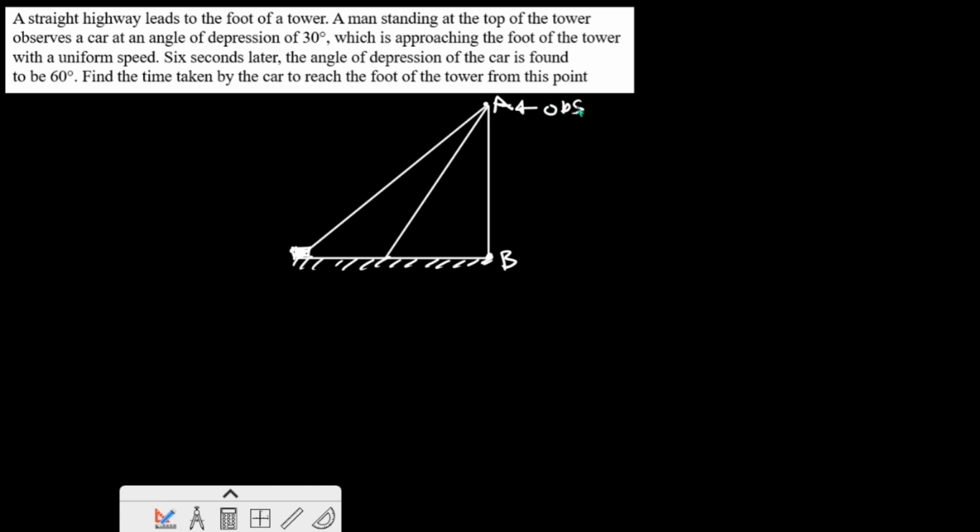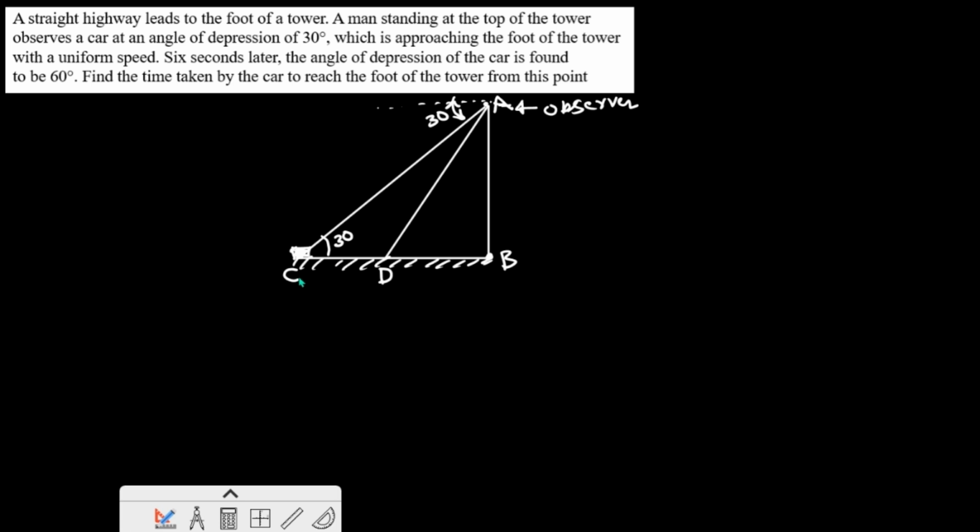Sitting here, first time. So what we are calling here the angle of depression, right? When the car is here, the observer observed that the angle of depression is 30 degrees. So 30 degrees is given, and that is also equal to this angle of 30 degrees, right? So let's take this point C and this point D. Initially the observer sees the car at an angle of depression of 30 degrees, and the car is located at point C.